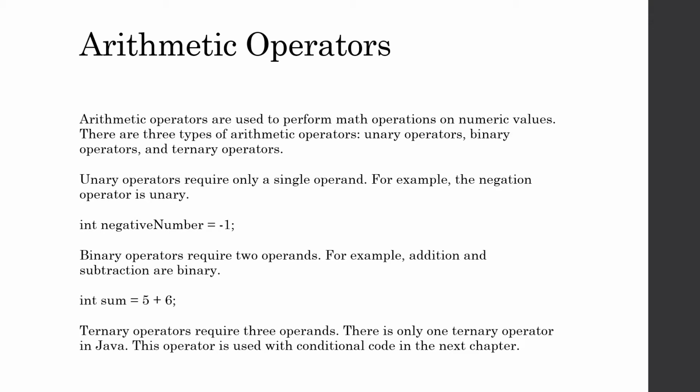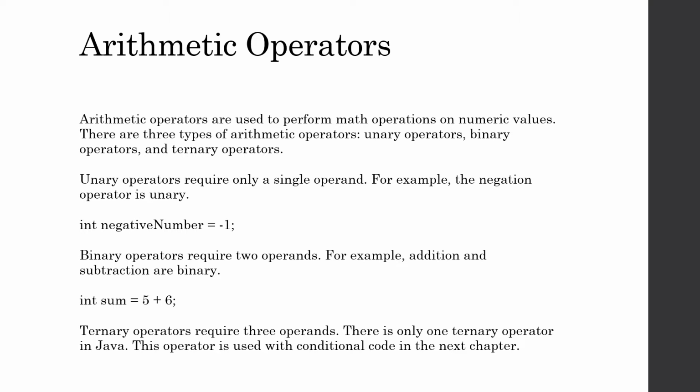So going through each of these, unary operators are going to require only a single operand. For example, the negation operator is unary, so when you have that little minus sign in front of a number to indicate that it should be negative, say like this int negative number is equal to -1, this is going to be used to indicate what we would refer to as unary negation. So this is one example of a unary operator.